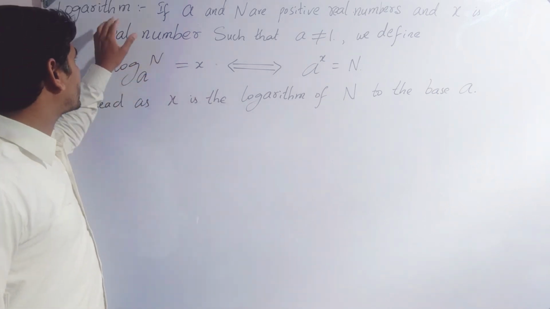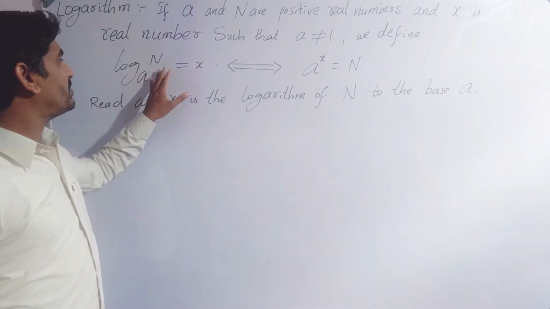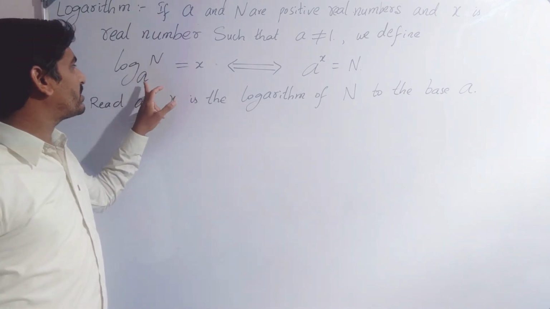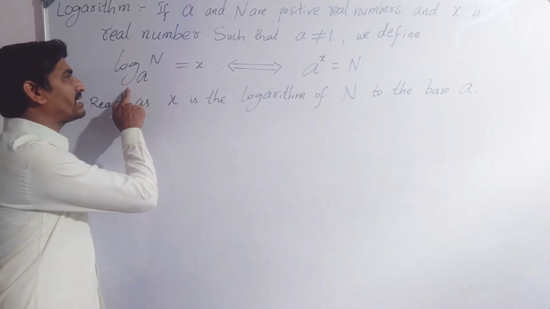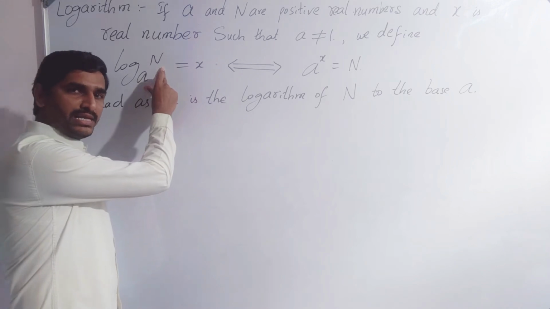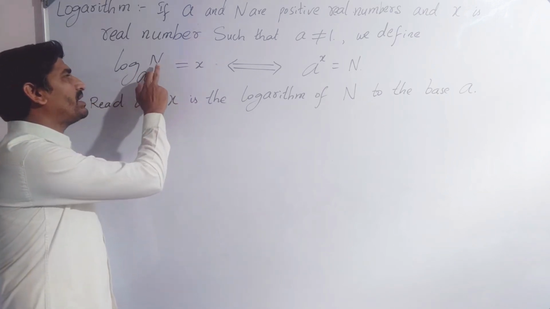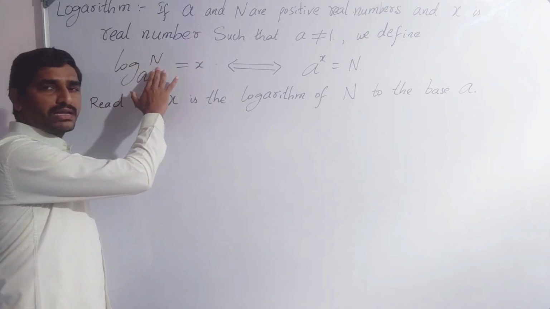Okay, logarithms. What is the definition of the logarithm? Here, the logarithm of n to the base a is equal to x. Here it is the logarithm condition. In these logarithms, these two are positive numbers. What kind of numbers? These are real numbers. Logarithm of n to the base a, how to write this logarithm?